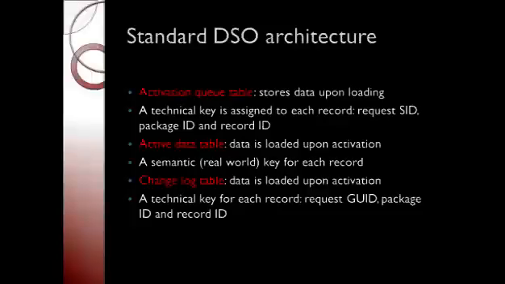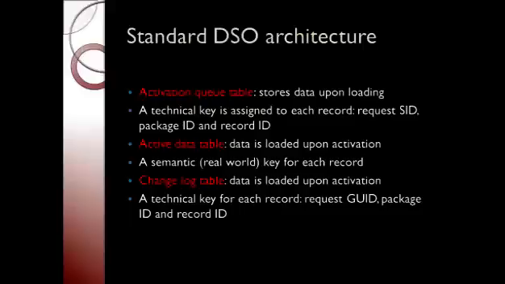Well, let's talk about the architecture of a standard DSO next. As mentioned earlier, each standard DSO is made of 3 tables. The first table is the activation queue table, and as the name implies, this is the table where data is stored at first upon loading into a DSO. So it's kind of like a queue. And for this table, a technical key is assigned by BW to each record.